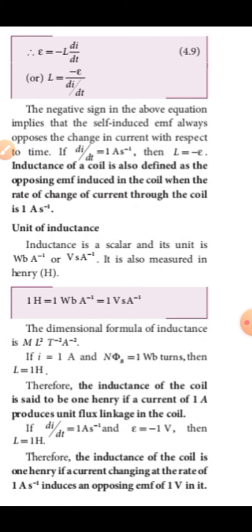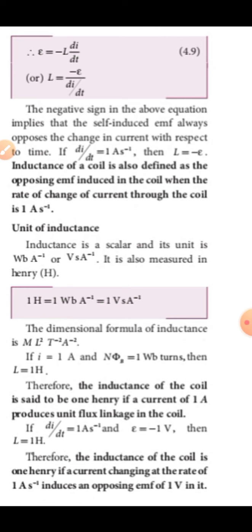Then next we see the definition of Henry. The inductance of the coil is said to be 1 Henry if a current of 1 ampere produces unit flux linkage in the coil.